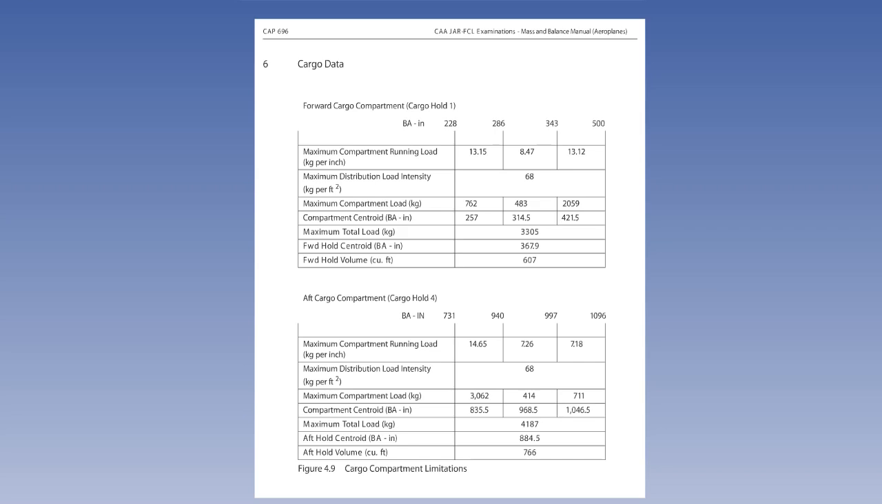The two tables show the balance arm positions and limits, and detail the limiting running load, load intensity, and maximum compartment load. There is also a limit on the volume of cargo that can be loaded into the holds, and an overall maximum load. The centroid is the balance arm representing the centre point of that hold.